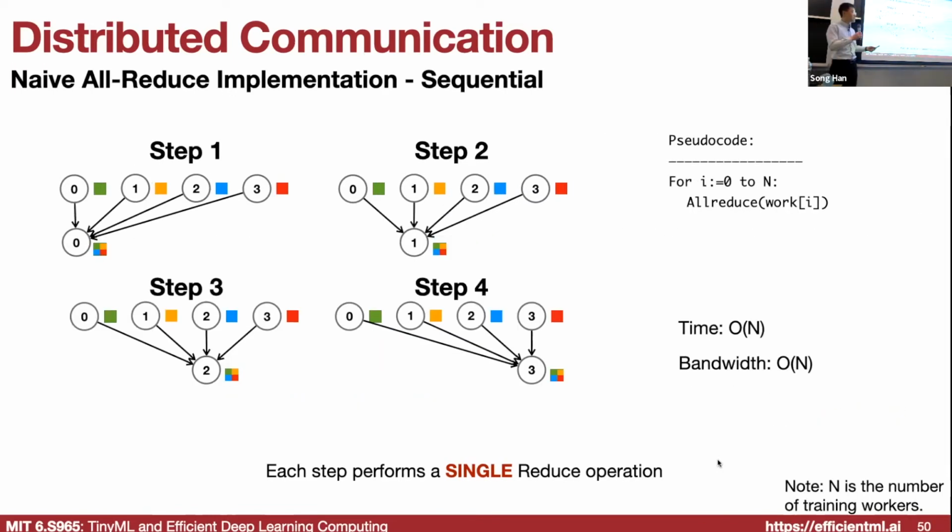So in this case, the time requirement is O(n). We have to perform n steps, and the bandwidth requirement is also O(n), since at each time step we have to send n copies of the model. So this is the naive all-reduce implementation, which is sequential. With 4 nodes, we have to use 4 different steps. So time is long, it's O(n), and the bandwidth requirement is also pretty big.